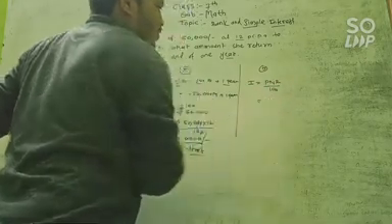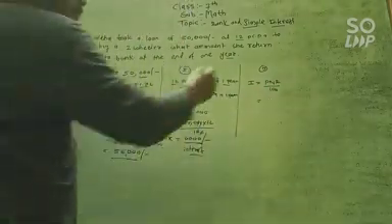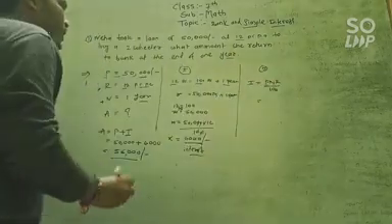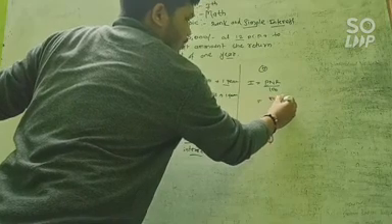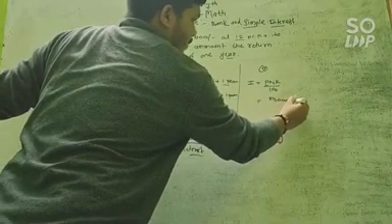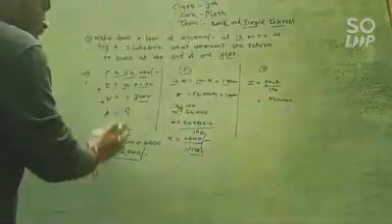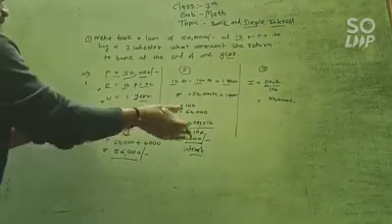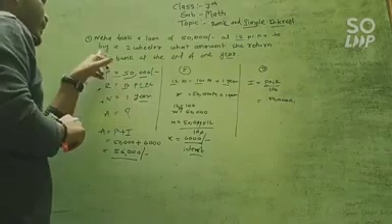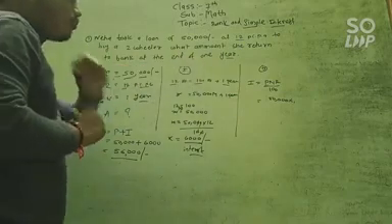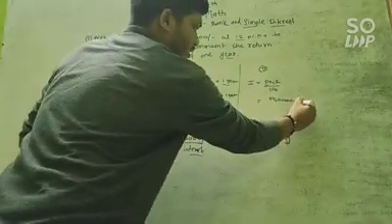What is the P here? P is the principal. The principal is 50,000 rupees, multiplied by n. N is the time period for which we have taken the loan, or the certain principal amount. Here Neha took the loan for 1 year. That's why n is 1.